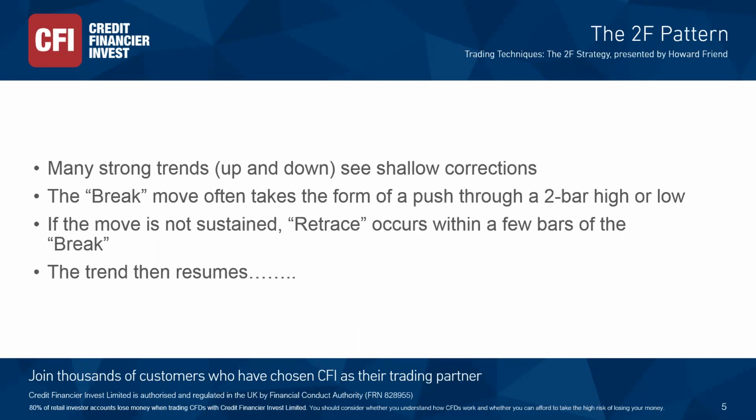For the bearish example, first of all we'll have a strong move down. Then we'll have a shallow correction to the upside. And the shallow correction is kind of defined as the push through a 2-bar high. Once we have that, that's the break move of break and retrace. Then we're looking for a move to the downside, the retrace, and that tells us that the downtrend is starting to resume.